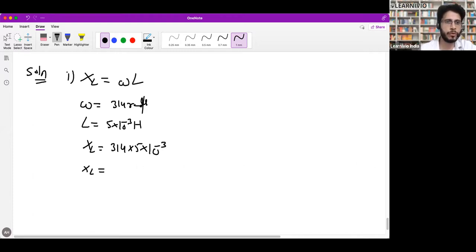So 314 into 5, let's use the calculator. 314 into 5 is 1570. That's XL. So now you have XL, inductive reactance. Sir, 10 to the power minus 3 is also there, right? So 1.57. Yeah, that's left. Yes.